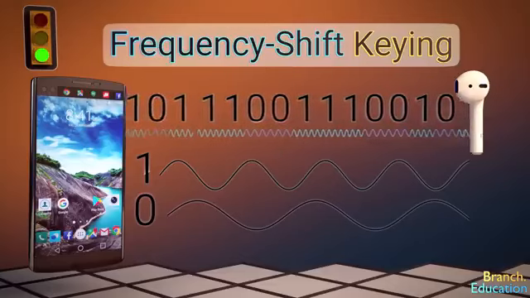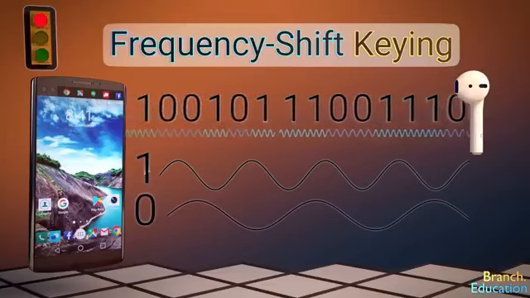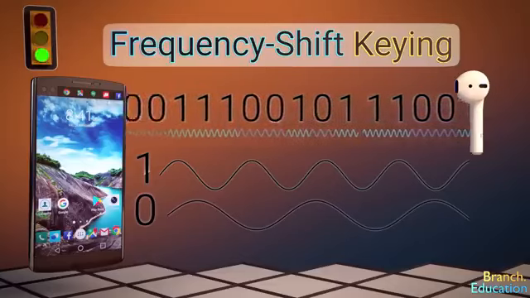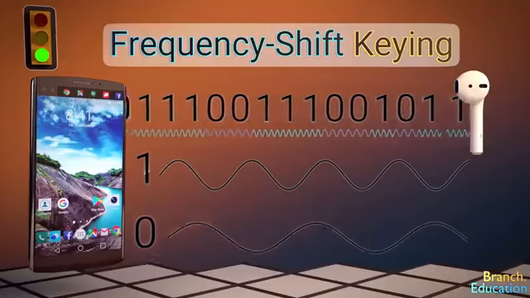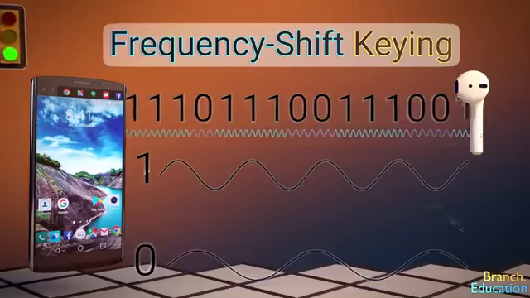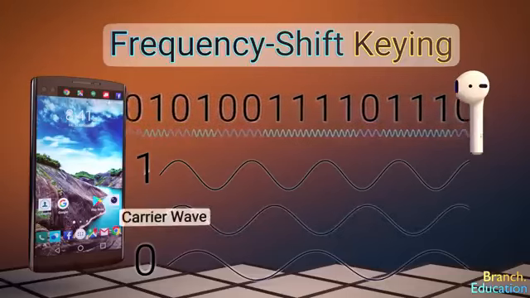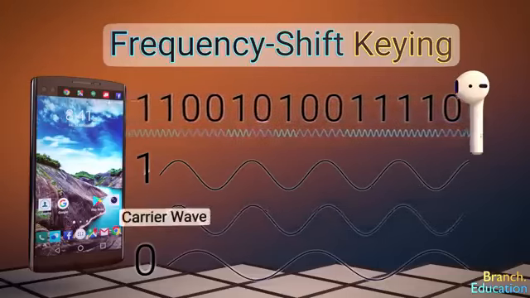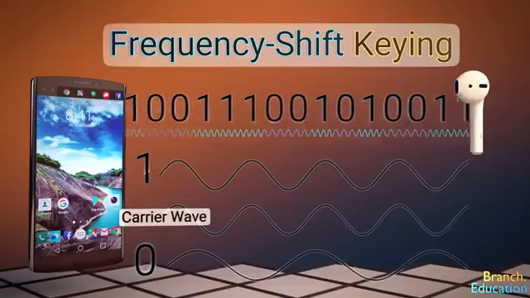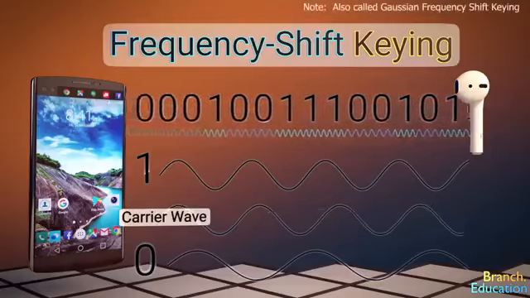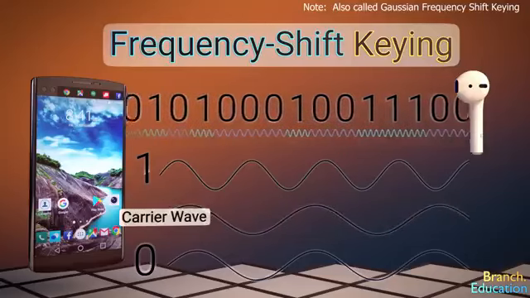Note that the comparison to a traffic light, which emits one color and then another, is a little inaccurate, because your smartphone circuitry generates one frequency called a carrier wave. This circuitry shifts the carrier wave to a higher frequency when it wants to send a 1, or to a lower frequency when it wants to send a 0.